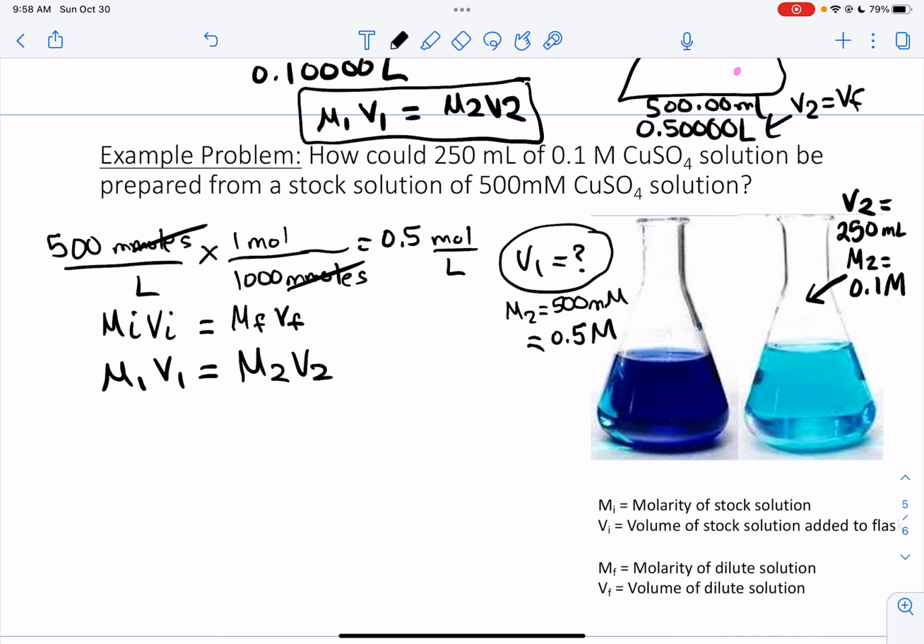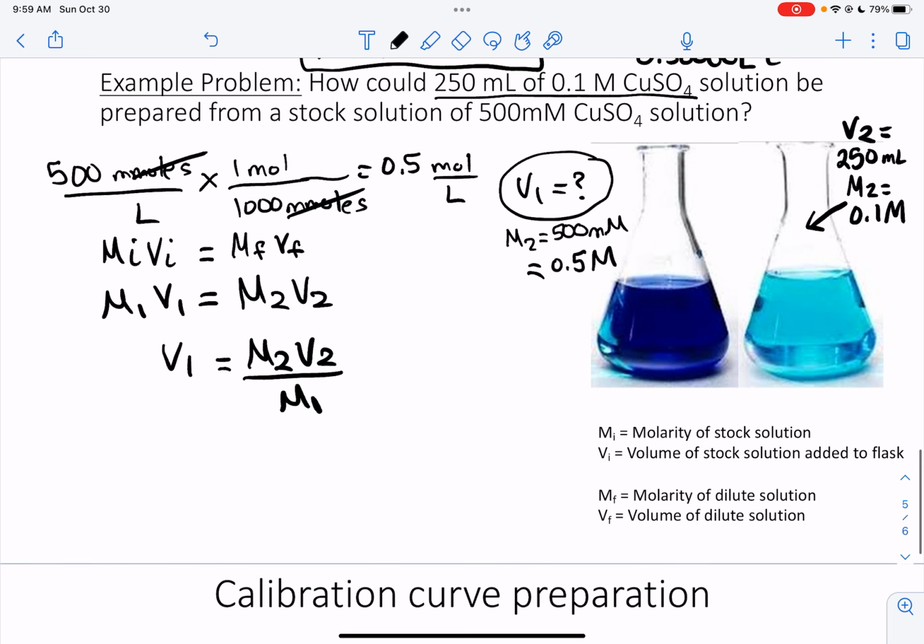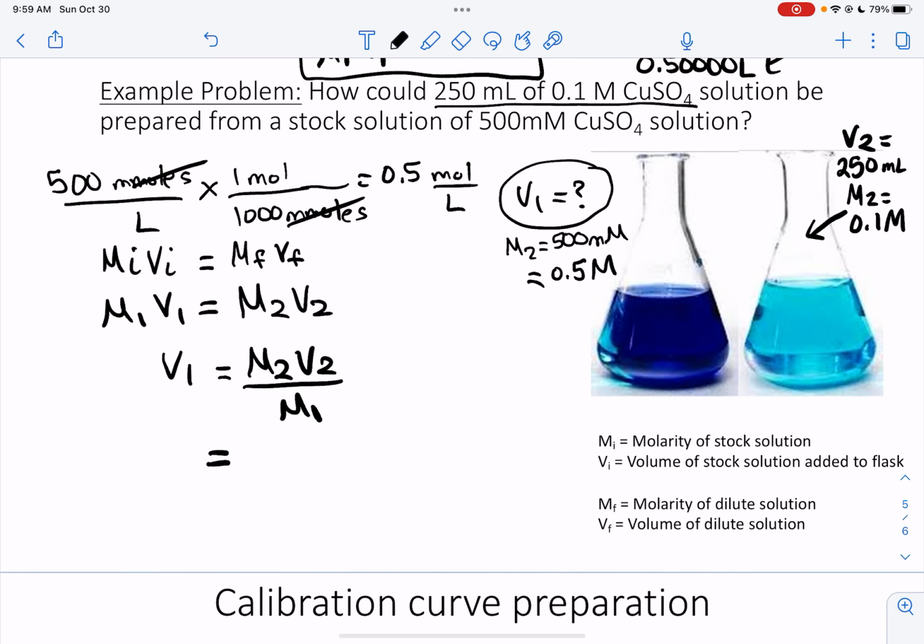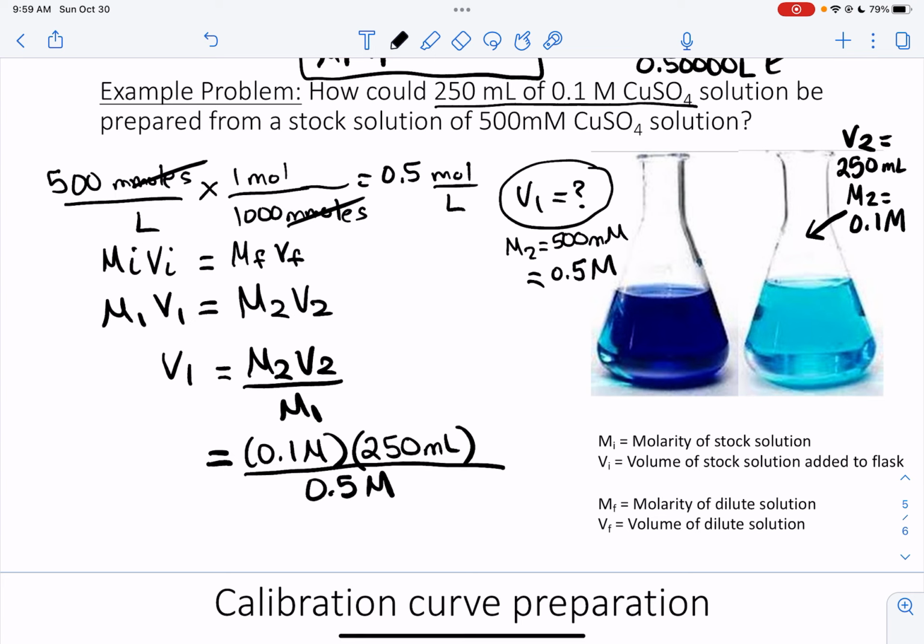So for the volume that we need to transfer to make this desired concentration and volume of copper sulfate, I'm going to rearrange the equation to solve for the volume that I want to transfer. We know the other ones because they were given in the problem. So now I can substitute in that we want the new dilute solution to be 0.1 molar in terms of the solute. We want it to have a volume of 250 milliliters, and our initial concentration for the stock solution is 0.5 molar. When we do the calculation, we see we need to transfer 50 mL.